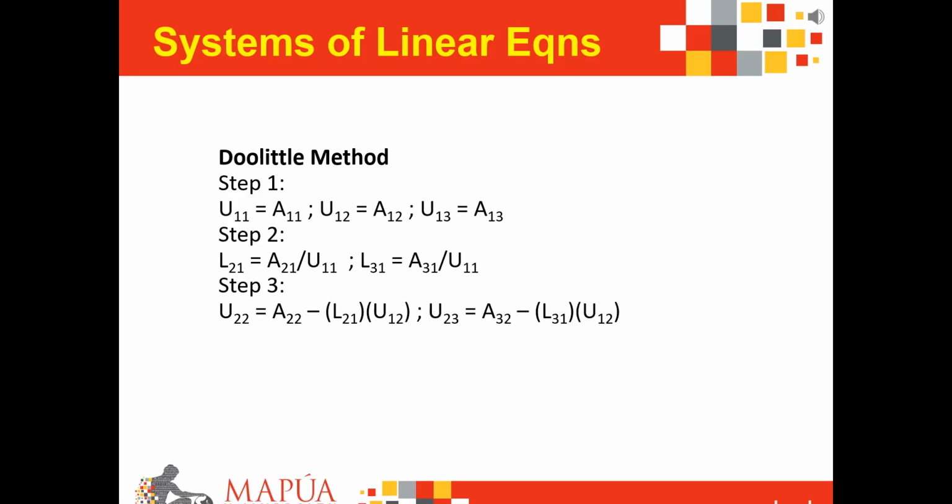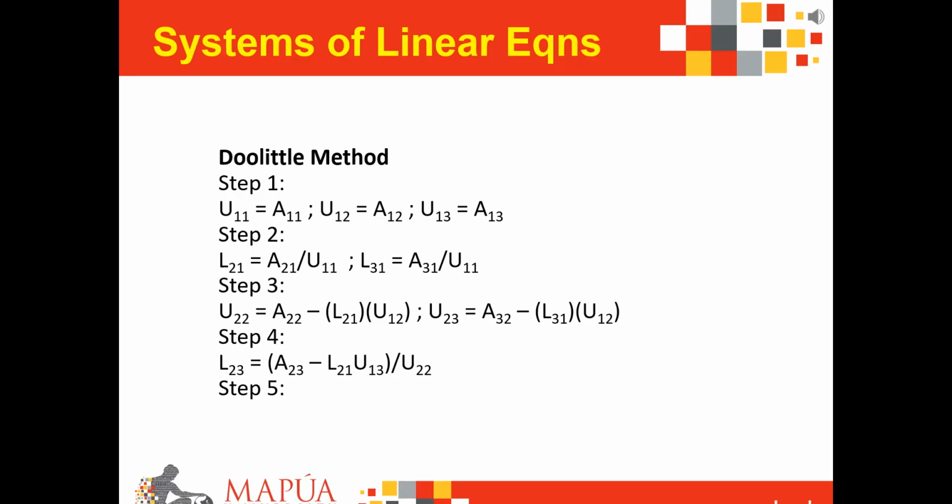Your step 3 involves solving for U22 and U23. U22 is then evaluated as your given matrix element A22 minus the product of L21, U12, whereas U23 is simply equivalent to your given matrix element A23 minus the product of L21, U13. Your step 4 involves solving this time L32, which is equivalent to your given matrix element A32 minus the product of L31, U12, and divide their difference by U22.